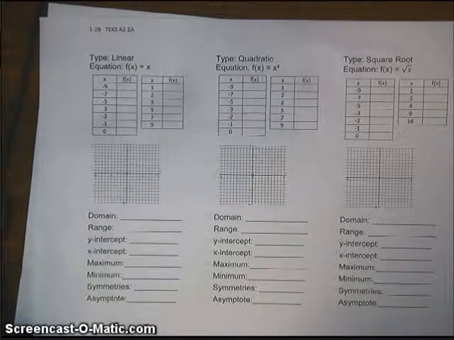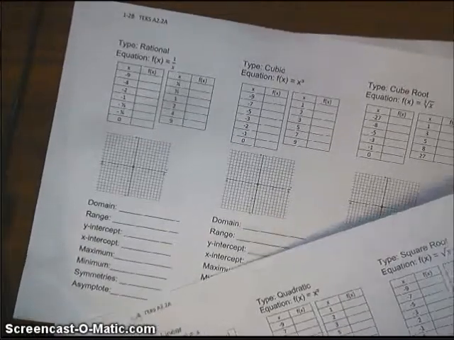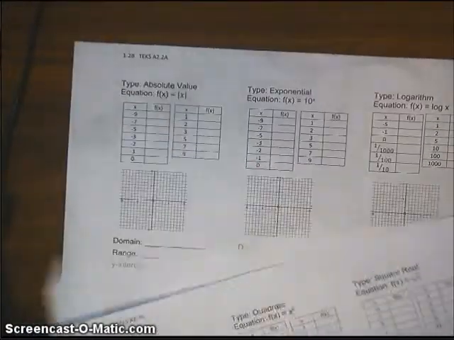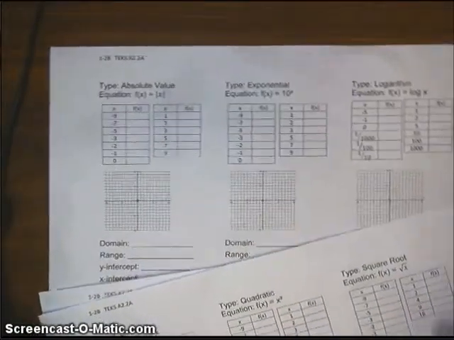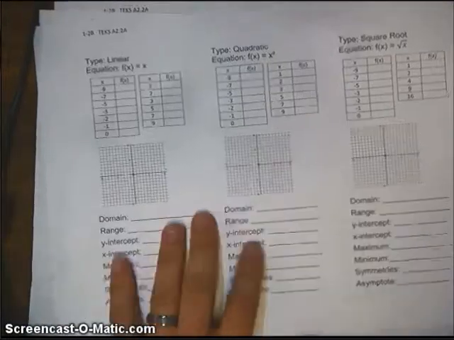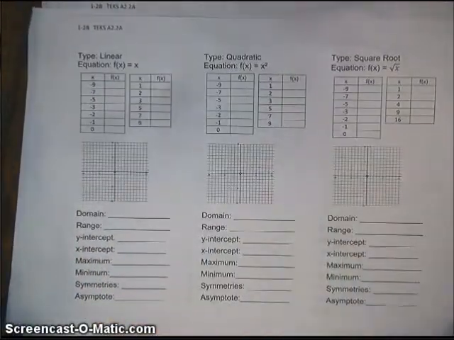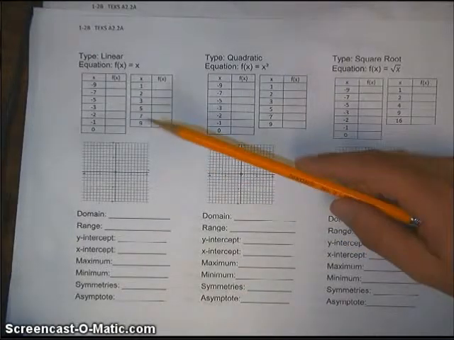So, parent functions. Your teacher should have given you these three sheets. This is linear, quadratic, square root, rational, cubic, cube root, absolute value, exponential, logarithm. And parent functions are the most basic functions. So it says y equals x.